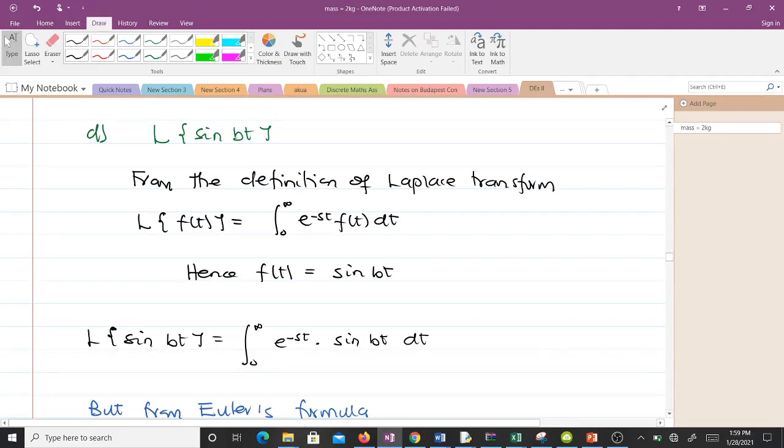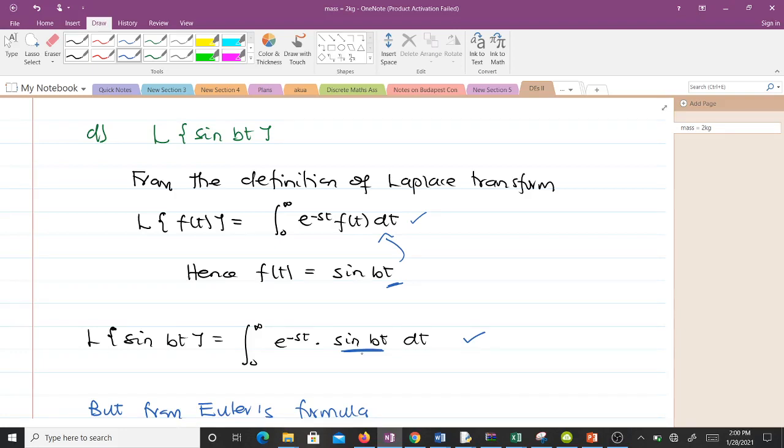The Laplace of sine bt. From the definition of the Laplace transform, this holds, right? So you find the Laplace of sine bt. That means our f of t becomes sine bt. So we put that inside this to get what we have here. Wherever you find f of t, we just put sine bt there. Now you have to do this integration.